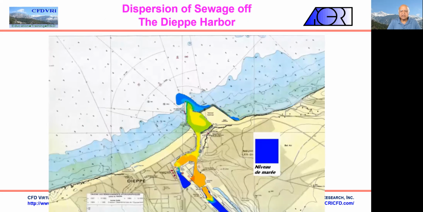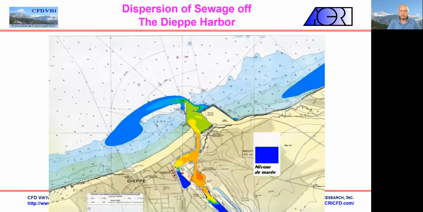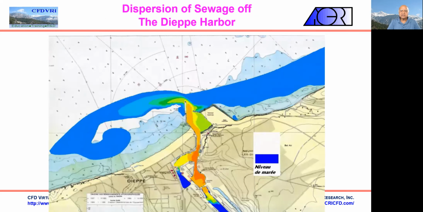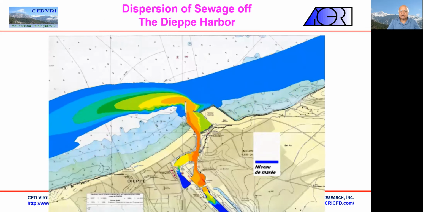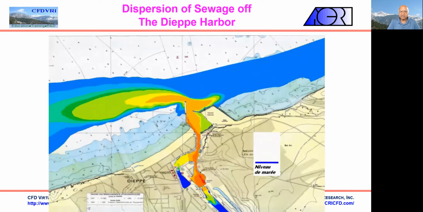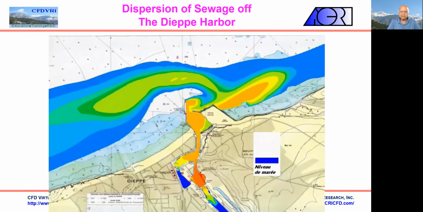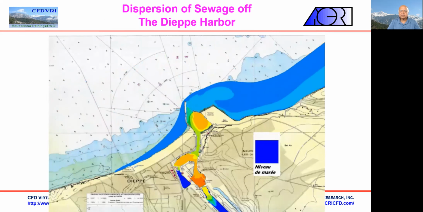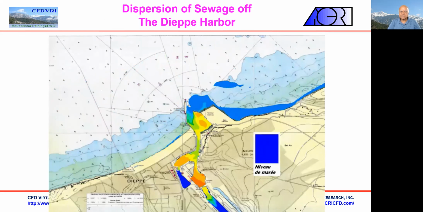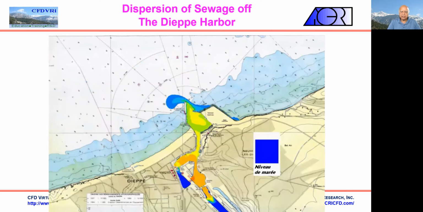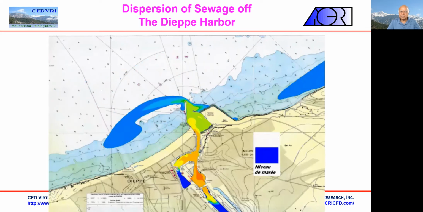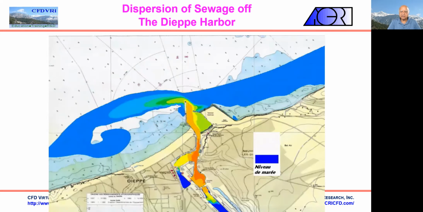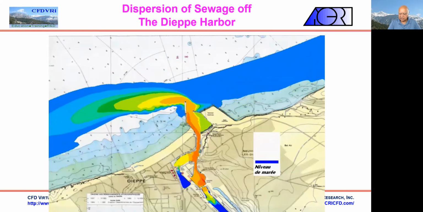This is a case from the environmental impact point of view. This is sewage, which is discharged into the harbor of Dieppe in France. And so the question is, what happens to this sewage? What are the residence times? How does it go? How does it return? Where does it go? So this can all be simulated with CFD today and increasingly done so.